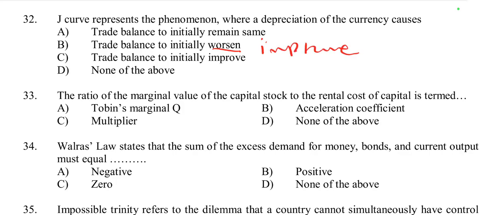Then in the second phase it improves, because over time currency depreciation leads to increased competitiveness of exports, then foreign demand for those goods rises and domestic consumers begin to substitute imported goods with locally produced alternatives. So this results in an improvement in the trade balance. So this is the right option.